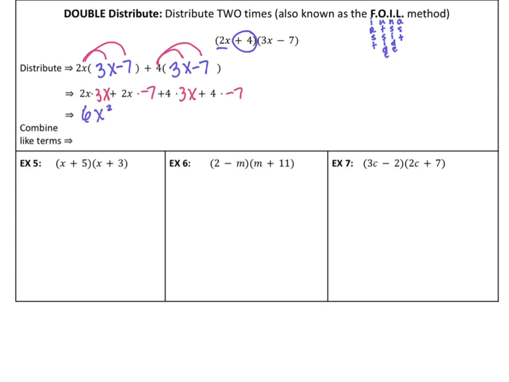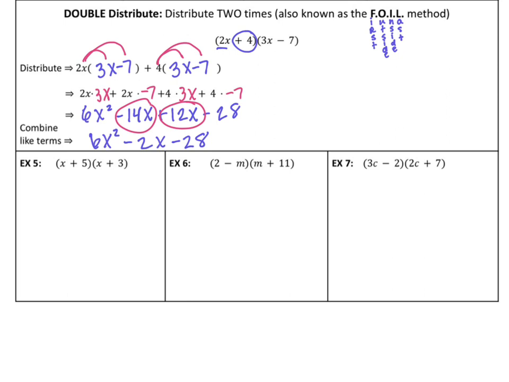6x squared minus 14x plus 12x minus 28. Now here's the fun part of combining like terms. We have some x's together to combine in the middle. 6x squared minus 2x minus 28.